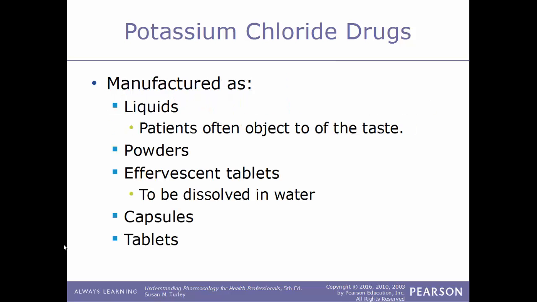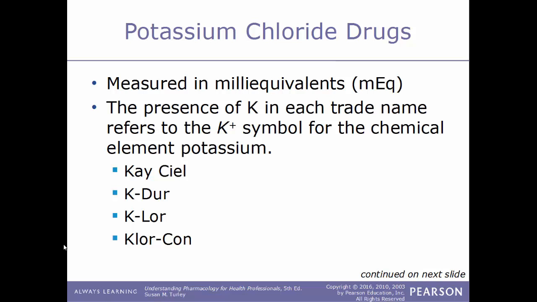Now, these can be manufactured in multiple forms. They can be formed in a liquid, but patients often object to the taste of this medication. They can be found in powders or in effervescent tablets, or in capsules or in tablets. Now, this type of drug is measured in a unit called mEq, milliequivalents. And something that you'll notice for all potassium chloride drugs is the presence of the letter K in each trade name. And that K is a reference to the elemental symbol for potassium, which is K.